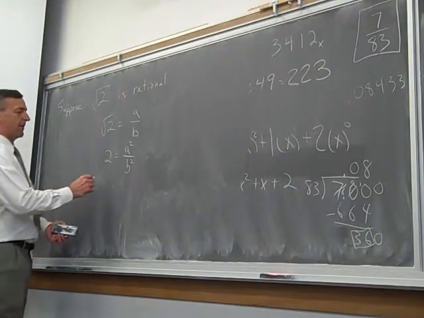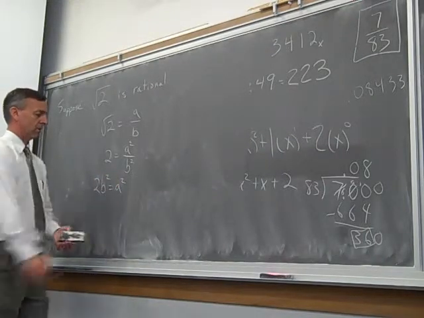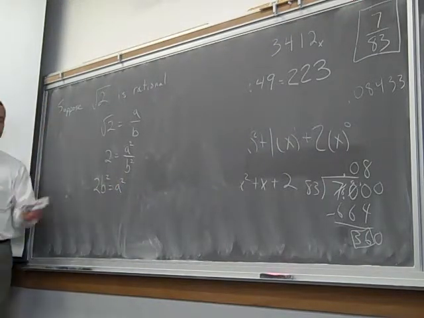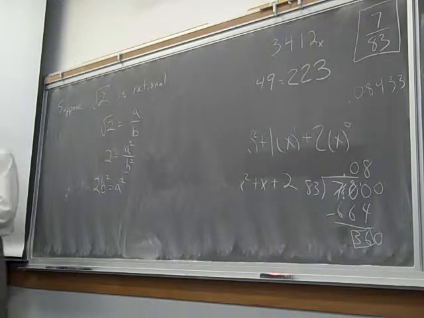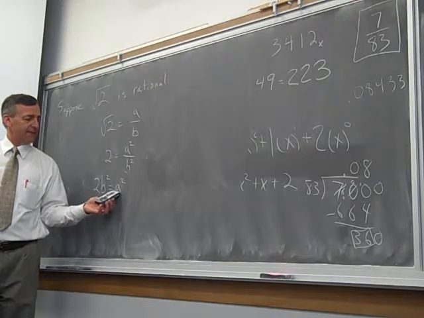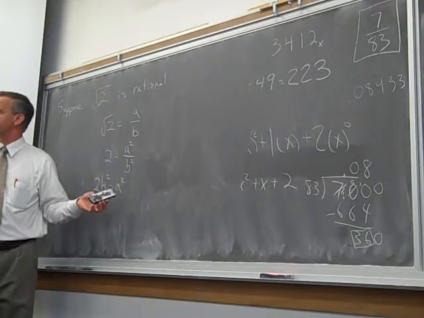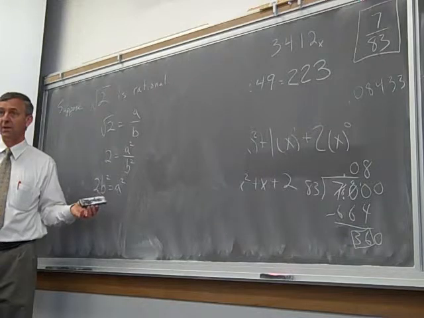All right, now I'm going to do this. If that's true, I submit this is true. Do you agree with me? Yes. What did I do? Times the b squared. Multiplied both sides by b squared, right? Okay. Now, if this is a squared, then it's a perfect square, right? Do you agree with me? Some number times itself gives me a perfect square.